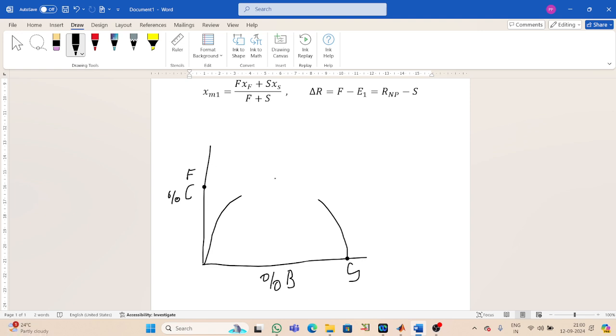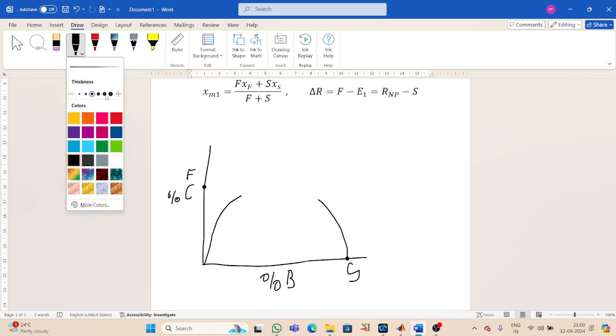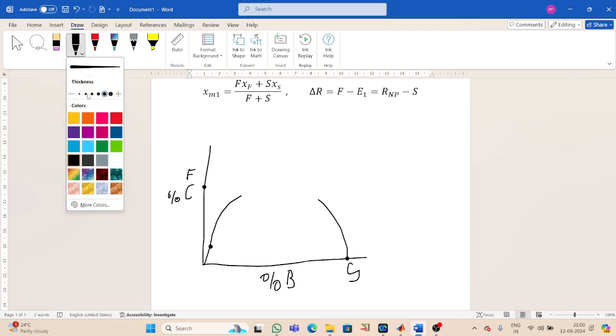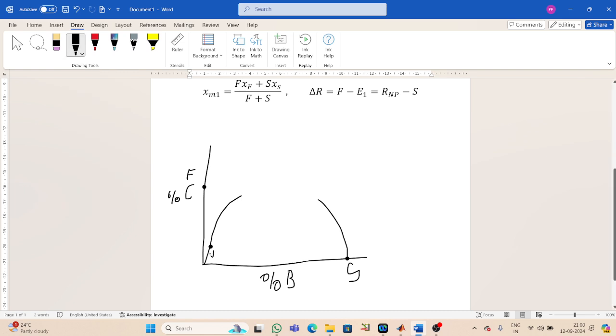And now coming to the next step, always in this extraction process we will know the final product concentration, that is RNP. We'll know the xNP, which we'll plot on this raffinate curve. This is RNP. Now we will join the FS line.